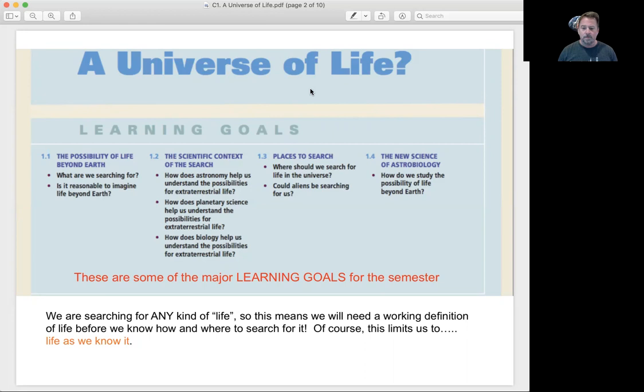Okay, so in a sense, what is it we're looking for? Let's look at our slide here, section 1.1 of our learning goals. What is it that we're trying to understand? And is it reasonable for us to envision that there is life beyond our own planet Earth? To which the answer is a resounding yes, if you talk to many scientists, not just my opinion. But then we're going to look at the scientific context of how we go about learning more about that.